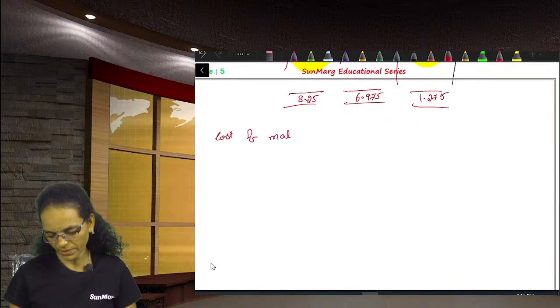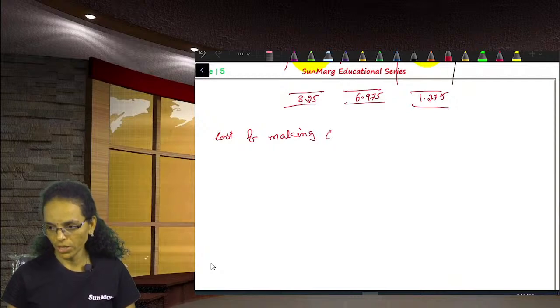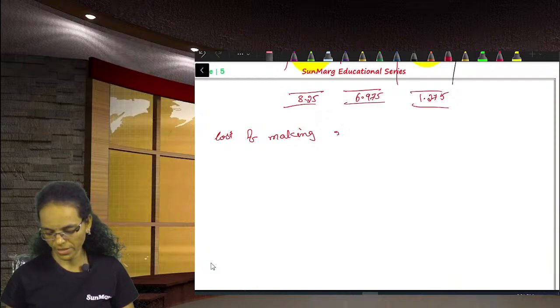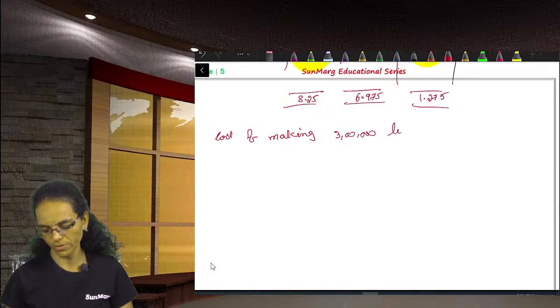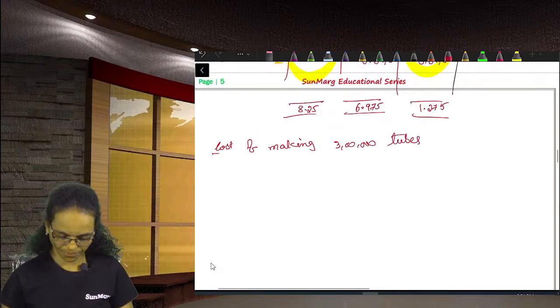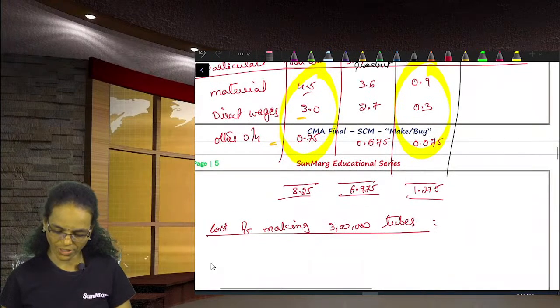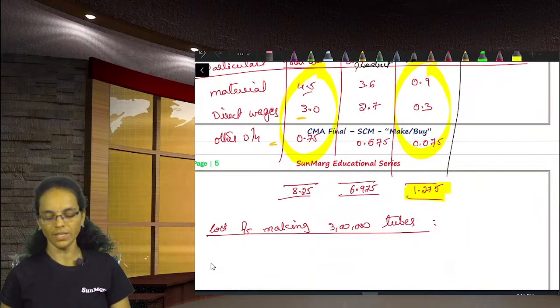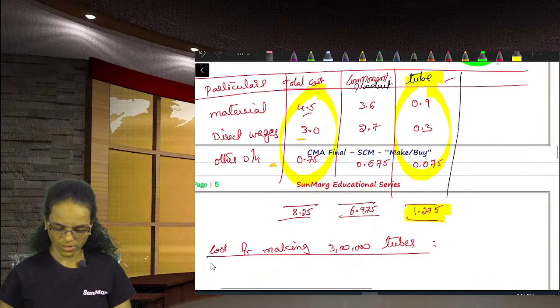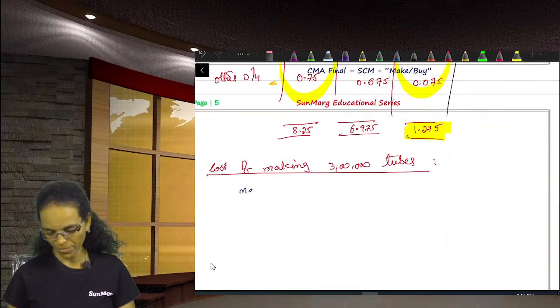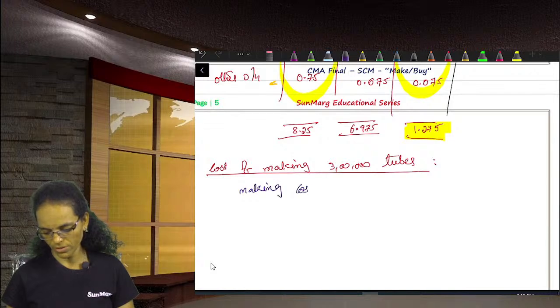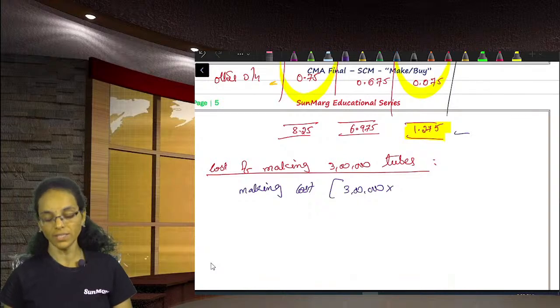Cost of making tubes. I can say we are producing tubes only, right? Cost of making 3 lakhs tubes, up to 3 lakhs tubes. What is the cost we are incurring for manufacturing of tubes? This is the cost we are incurring. We have seen, right? Tube cost. So if we are making 3 lakhs units we are producing, one is costing 1.275.